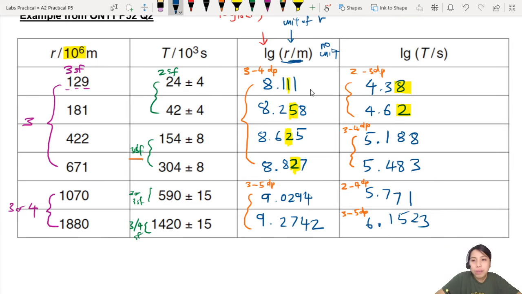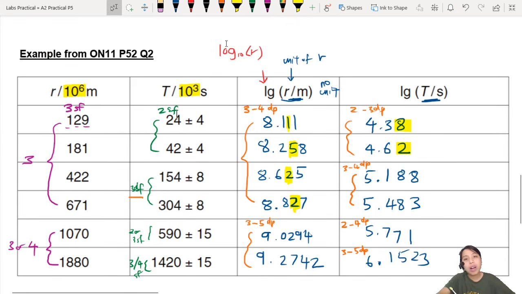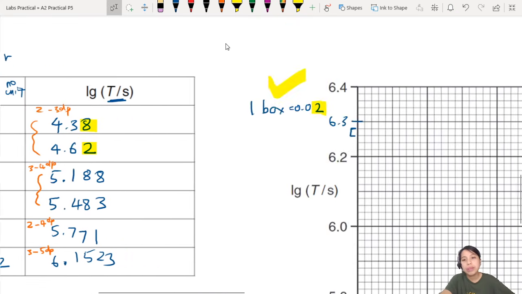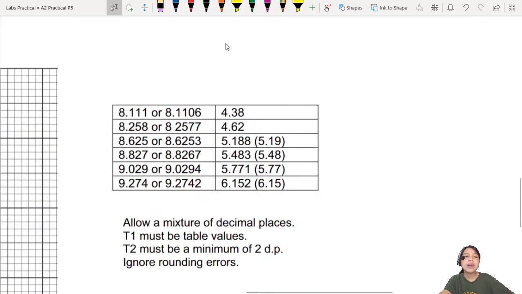Just remember, be careful to check the units, especially prefixes. Underline them. Draw circles on them whenever you see them in papers. And logs. Remember, if you see LG, it means log 10. That's the main thing to tell you.